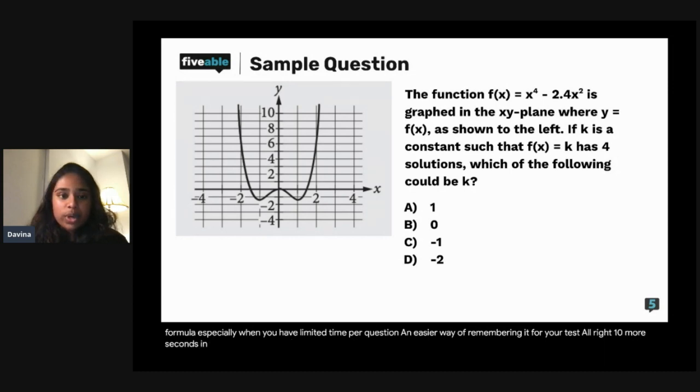All right, 10 more seconds and then we'll go through this. All right, so the correct answer is C, or that the value of k should be -1.